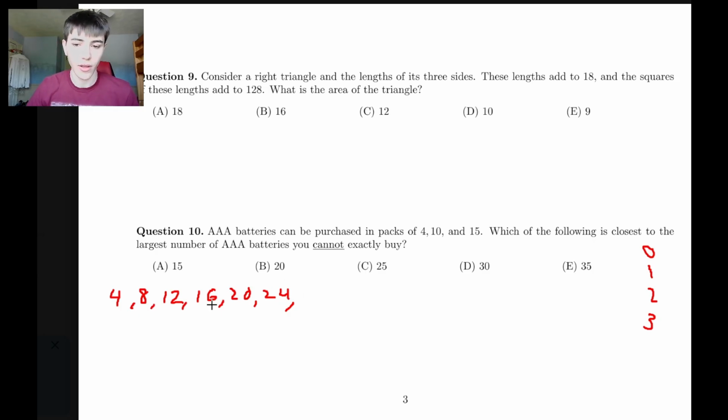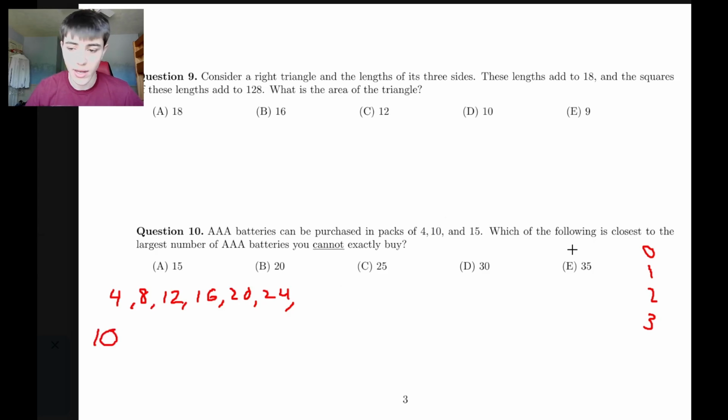So, how about 5? Yeah, you can't make 5, right? So 5 doesn't work, but we can get bigger than that. 9. You can't make 9, right? There's no way to combine 4, 10, and 15 to get 9. So if you think about 10, right, we can buy a pack of 10.